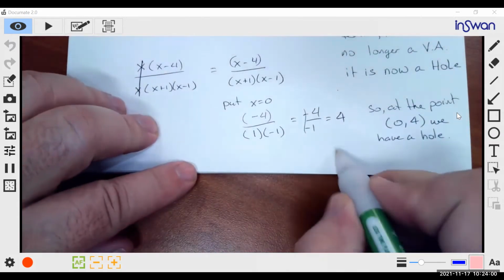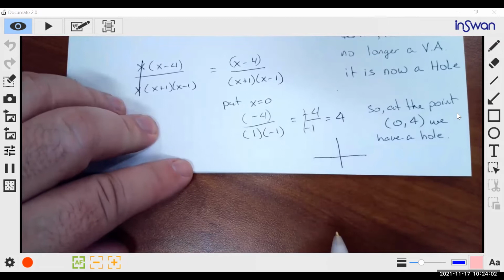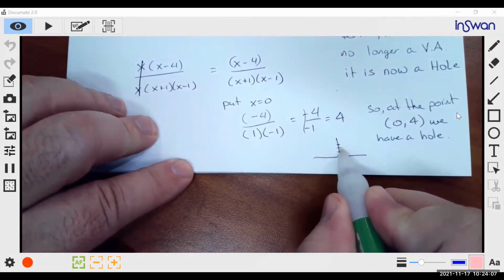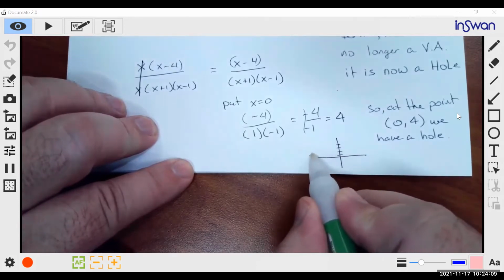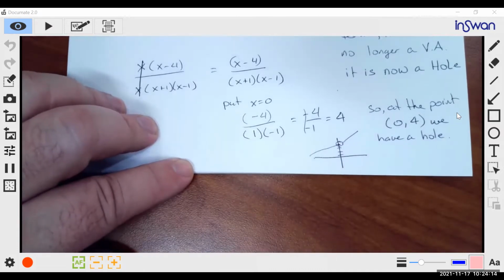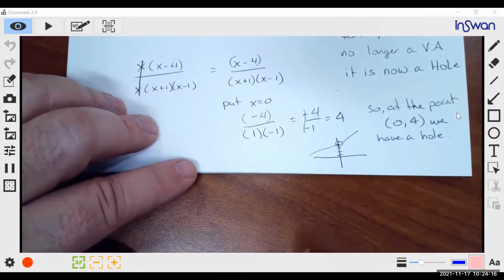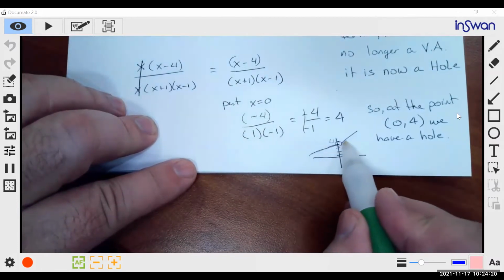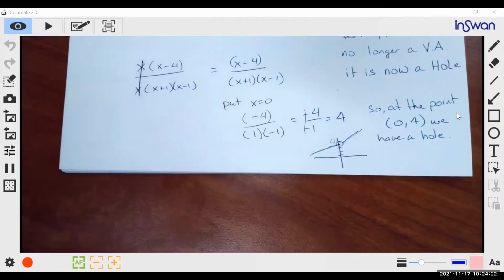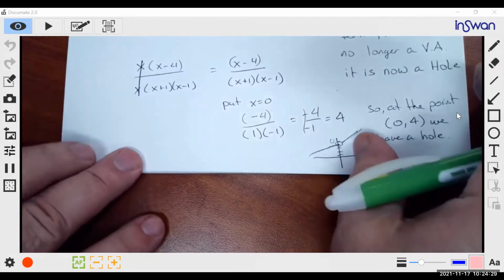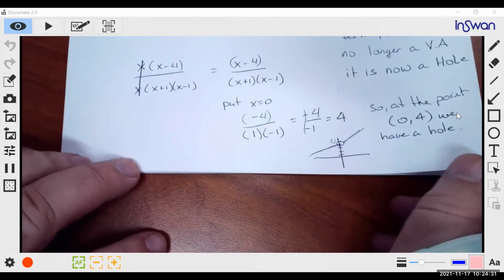A hole is just this. Let's say we had a graph. And at 0, 4, here's 1, 2, 3, here's a 4. Let's say our graph looked like this. At 4, I put a hole, a circle. It's still a continuous function. It's just that at that number, at 4, I have a hole. I can't use that number. It's not an asymptote, it's just not usable. All right, so that's vertical asymptote.